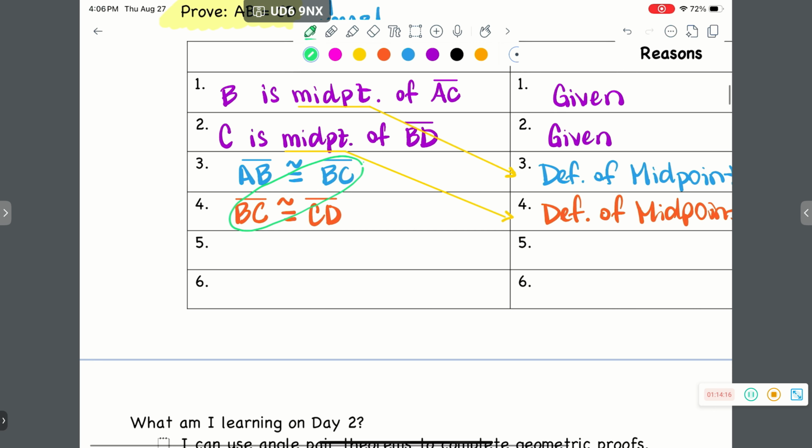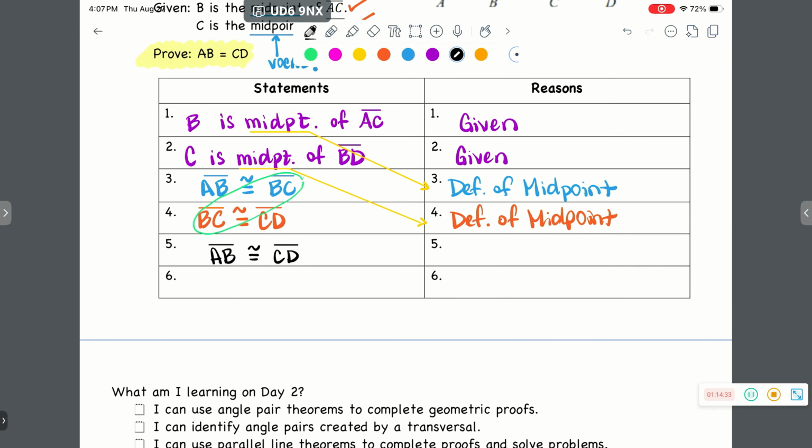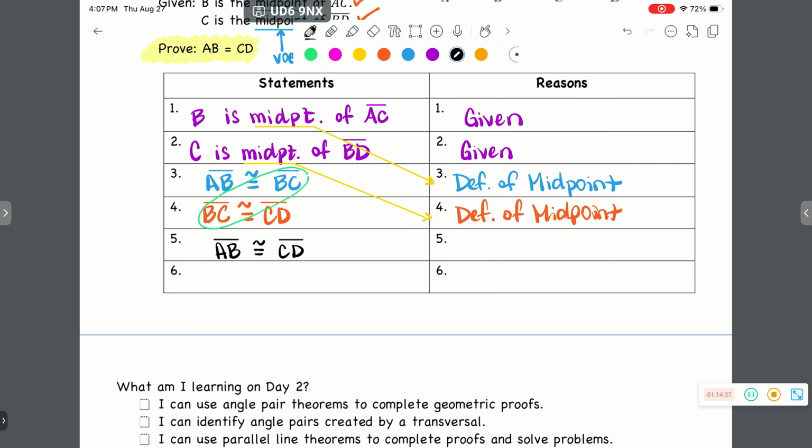So if everybody's congruent to BC, then what can I write on my next step? Substitution. What do I, no, what's my next statement going to be? That AB must be congruent to CD. Now, what's my reason for that? Okay. I'm going to write transitive property of congruence.